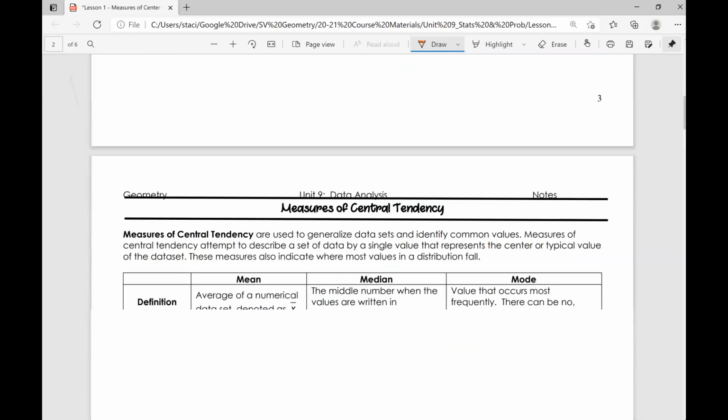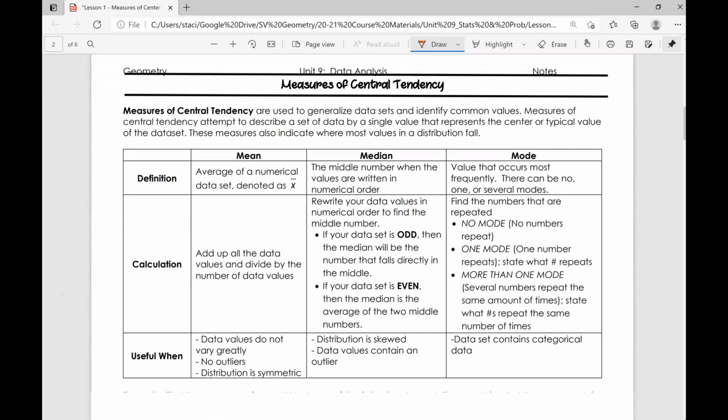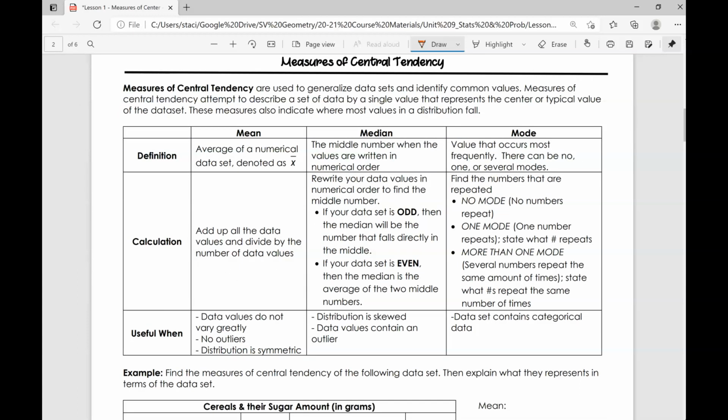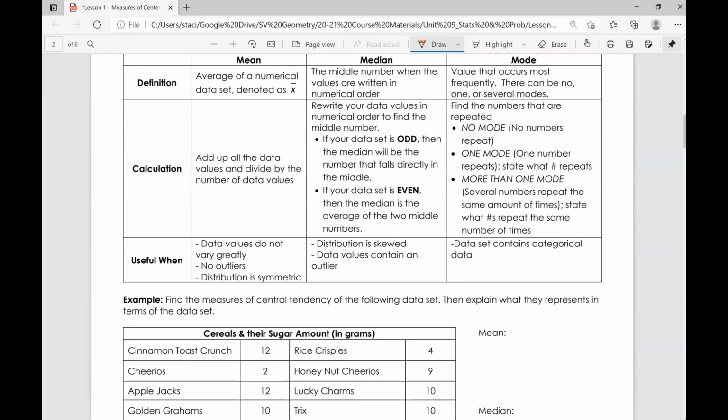Okay. So let's take a look at what we call measures of central tendency. Measures of central tendency are used to generalize data sets and identify common values. They attempt to describe the set of data by just a single number. Those numbers could be the mean, which sometimes you've heard called the average, or they might be the median or the mode. Those numbers represent the center or a typical value of the data set. They also indicate where most of the values in a particular distribution fall. So let's quickly discuss mean, median, and mode, and then we're going to apply it to a problem.